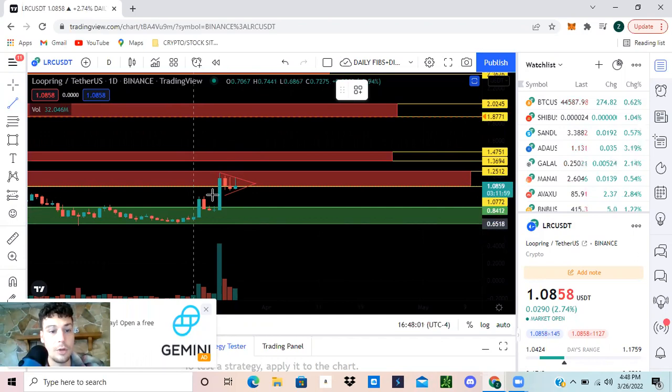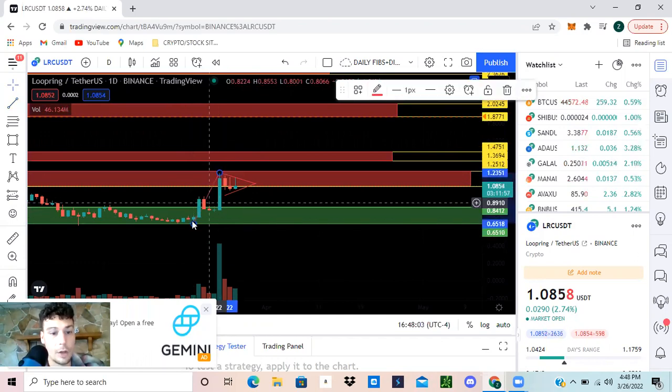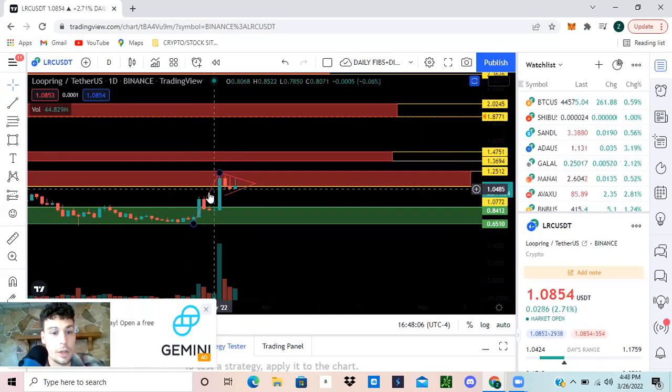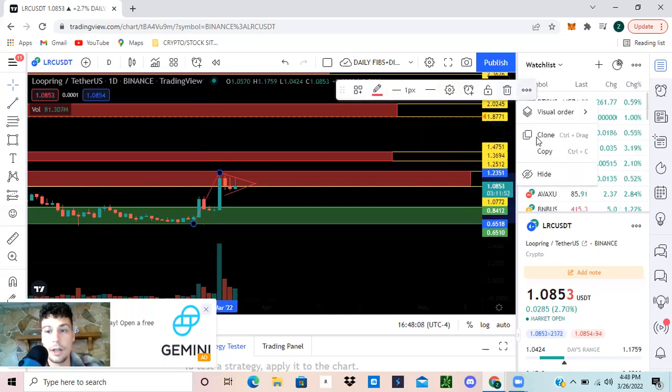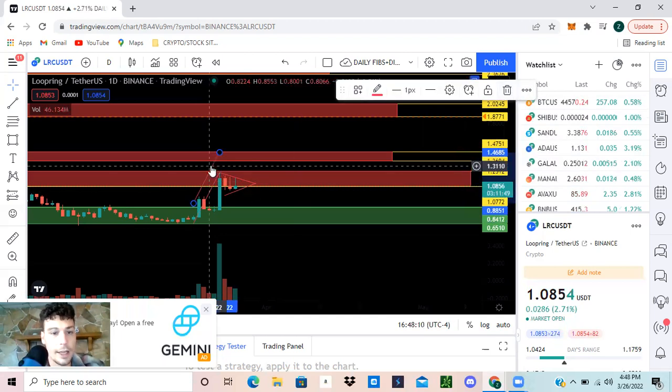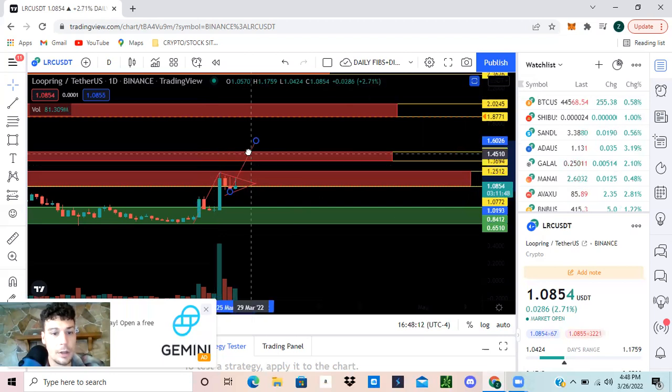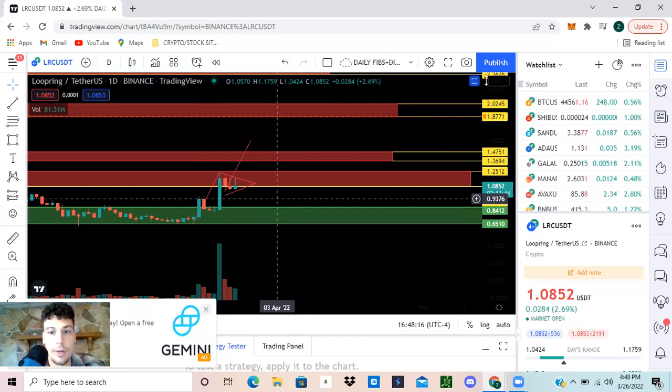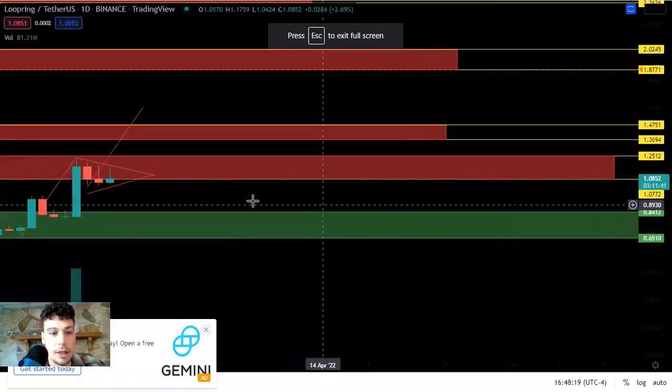If we look at the move here, that's our move from our lows to our highs. What you're going to want to do is duplicate this drawing. You come here and you hit clone. And you put this on the bottom level of your bull flag. So we'll go back to the full screen here, so it's a little bit clearer for you guys.